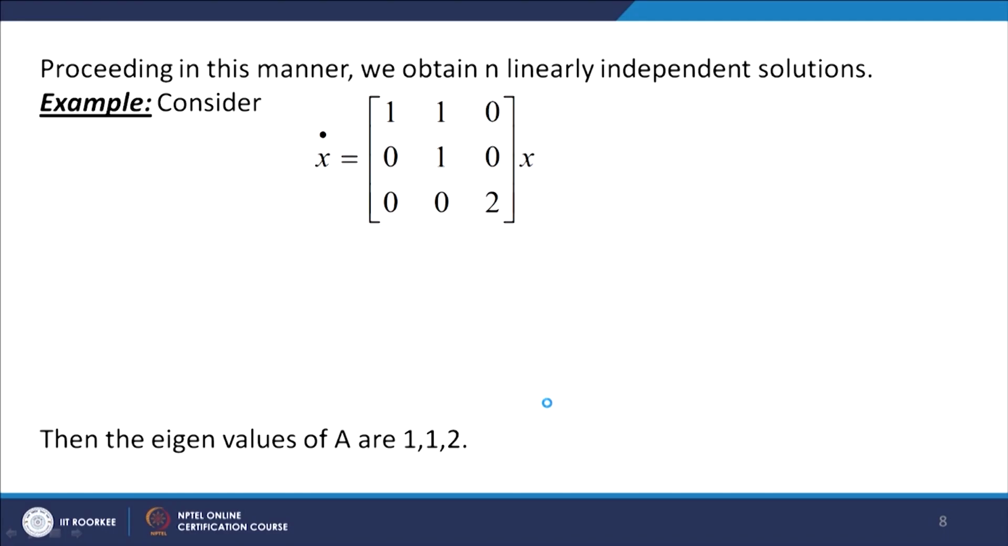So, let us now take an example where x dot is equal to A x is given. A is a 3 by 3 matrix. So, our aim will be to determine 3 linearly independent solutions of this vector differential equation. So, here A is equal to the matrix with rows 1 1 0, 0 1 0 and 0 0 2. Okay. Let us note that A is an upper triangular matrix. So, the eigenvalues of A are the diagonal elements of A. The diagonal elements of A are 1 1 2.